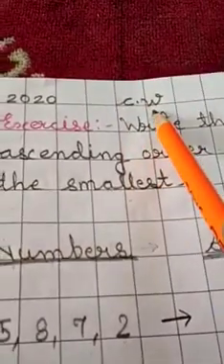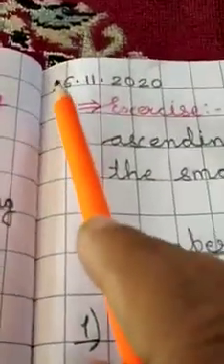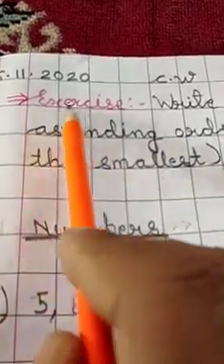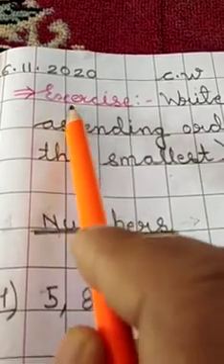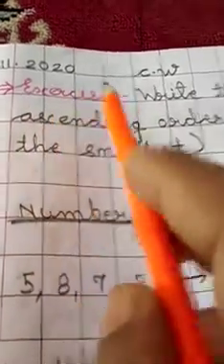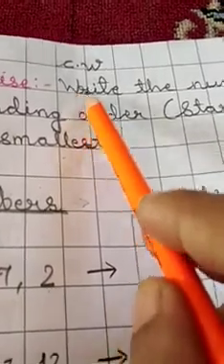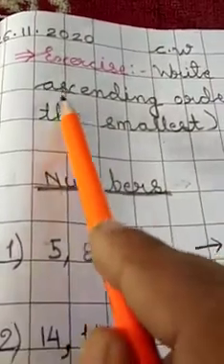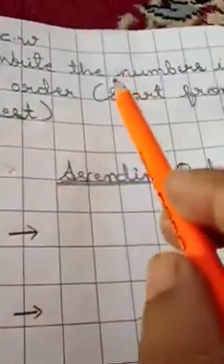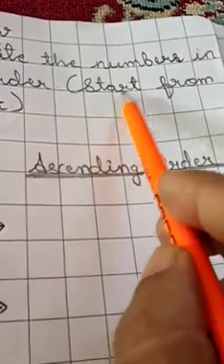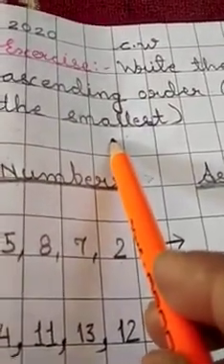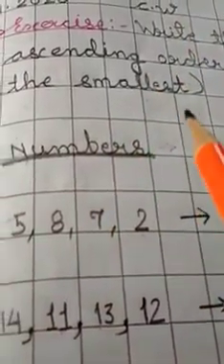Write down CW at the top, classwork. On left hand side, write down today's date. Just below, with a red pencil, write down exercise. Exercise. After that, write the numbers in ascending order. In bracket, write down start from the smallest. It means when you solve the numbers in ascending order, you have to first choose the smallest number.